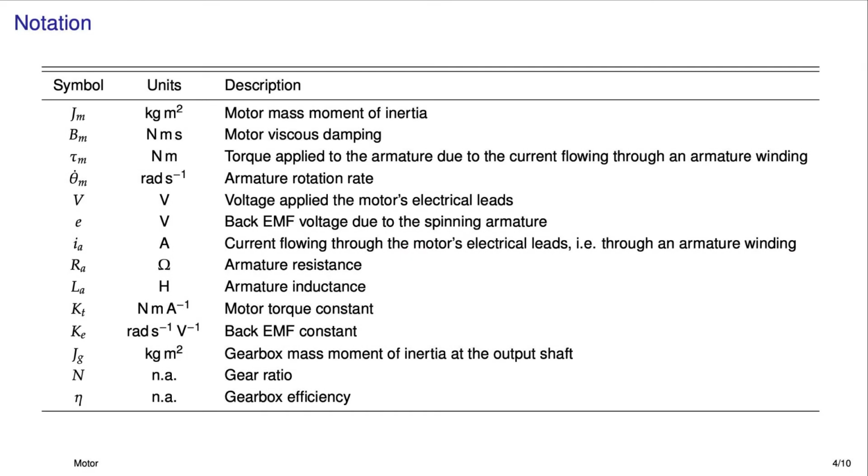Here's some notation, and I'm not going to go through this in complete detail. We'll be using some of this notation throughout the rest of the slides. But I do want to point your attention to a mistake that I noticed here, that I had the units on the back EMF constant upside down, so it should be volts per radian per second. And we'll see how that factors into things just in a minute.